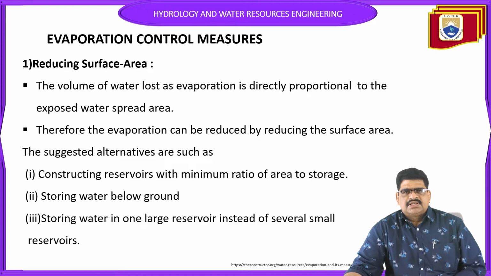Then the next point is storing the water below the ground level. Below the ground, the evaporation losses will be less when compared to above-ground water storage. That's why it is better to store the water below the ground. Next, the third point is storing the water in one large reservoir instead of several small reservoirs, so that the storage can be made smaller in area. That is the third technique.